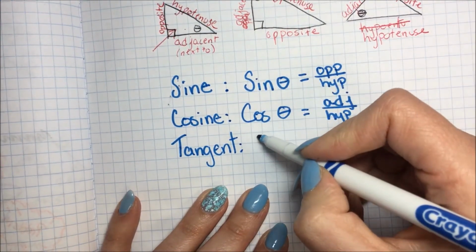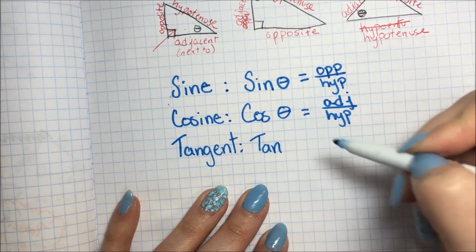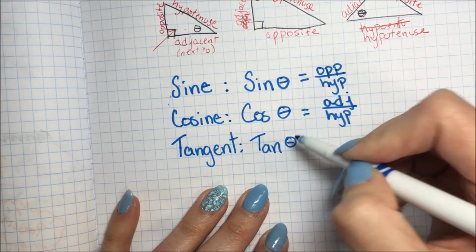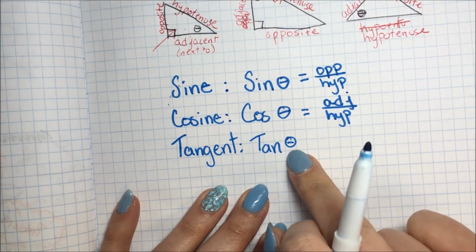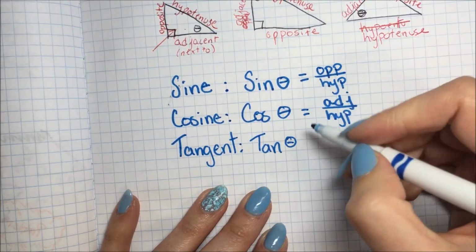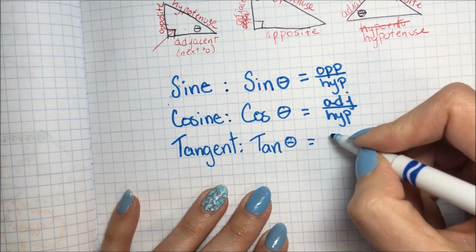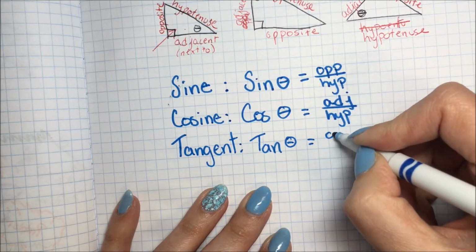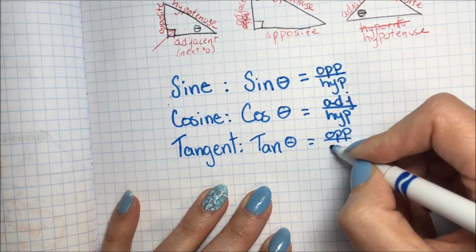And the last one is tangent. If I take the tangent of theta, if I take some degree measure and I take its tangent, that is a ratio determined by the opposite side over the adjacent side.